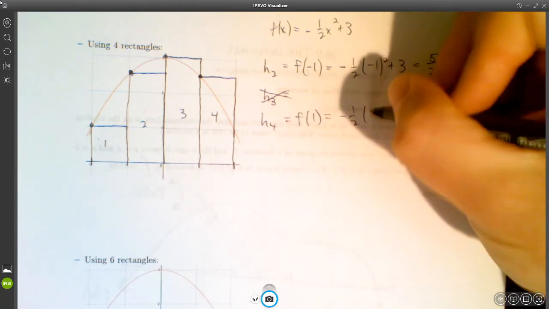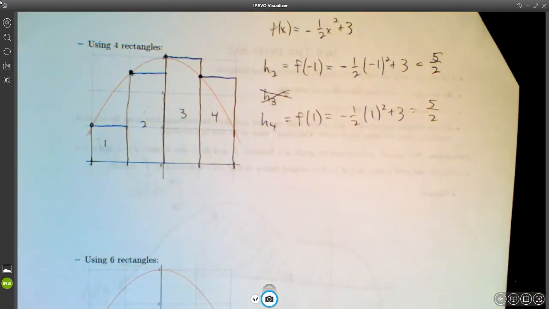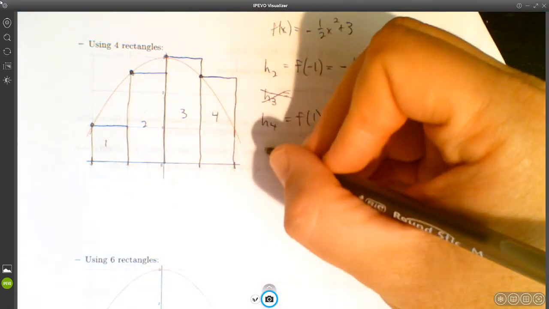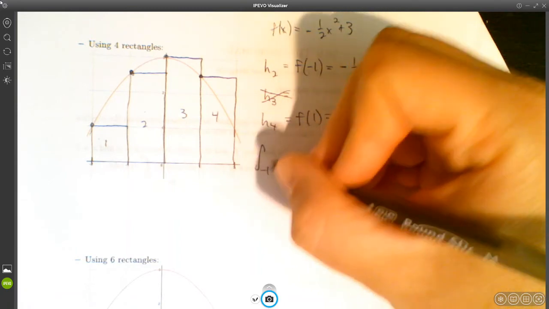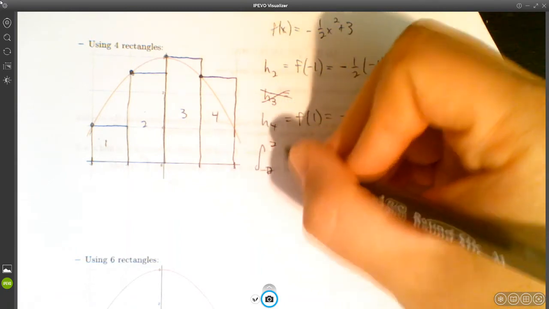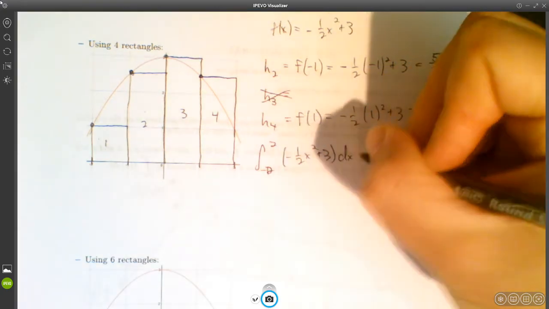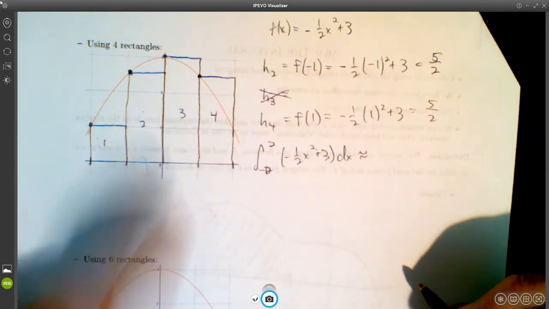Oh, which we should get the same thing, right? We should still get 5/2 here. Okay, very good. So then I can approximate the integral now. The integral from -2 to 2 of -1/2 x squared plus 3 dx is approximately the sum of the areas of these 4 rectangles, right?